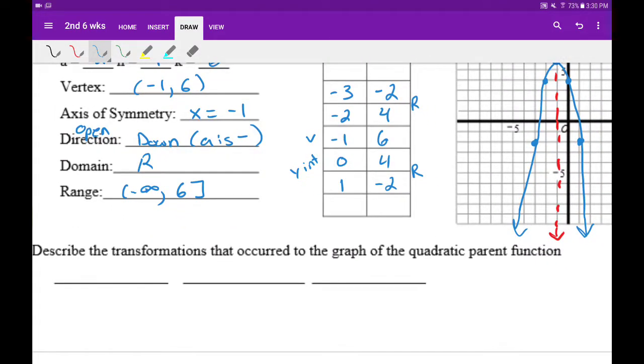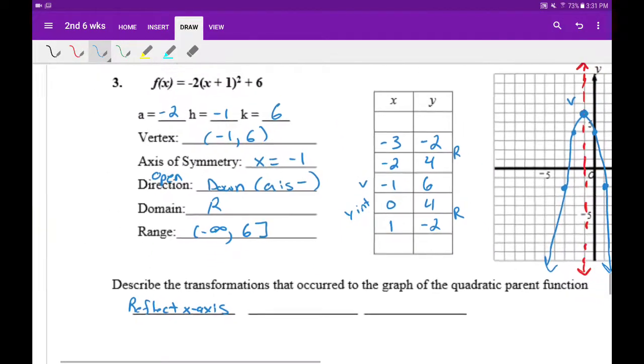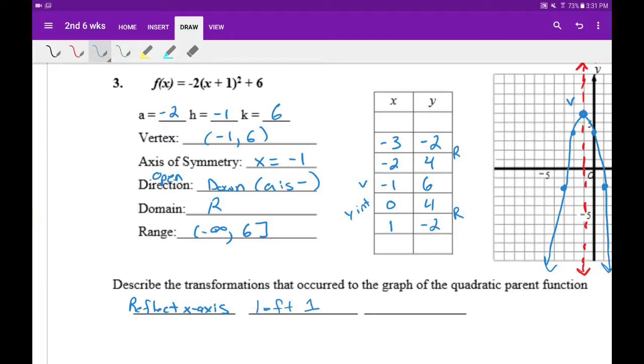Okay, we'll describe the transformations here. All right, so first of all, we have reflect about the x-axis. Okay, it moves left 1 unit, and it goes up 6. Now they forgot to put another line, but we do have one more transformation, the 2. And then since 2 is bigger than 1, that's a vertical stretch by a factor of 2.